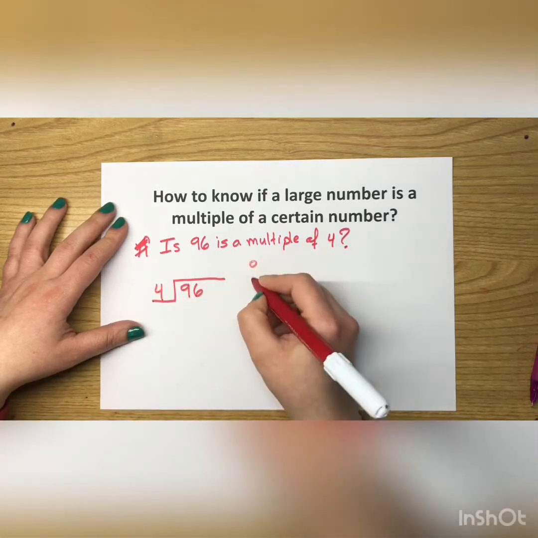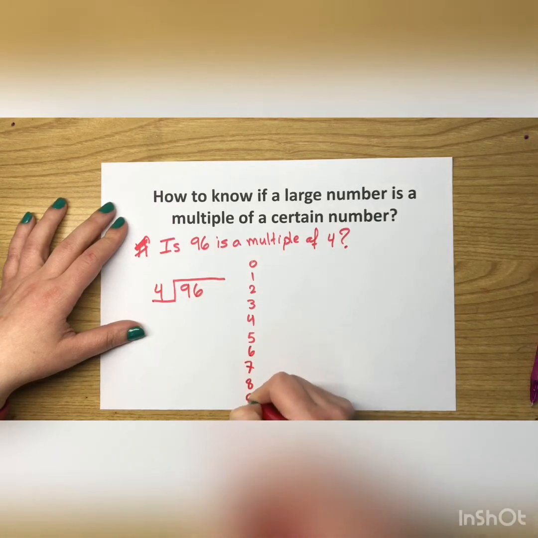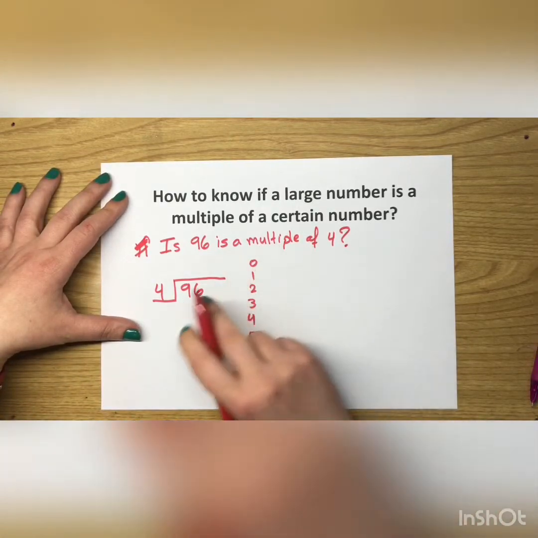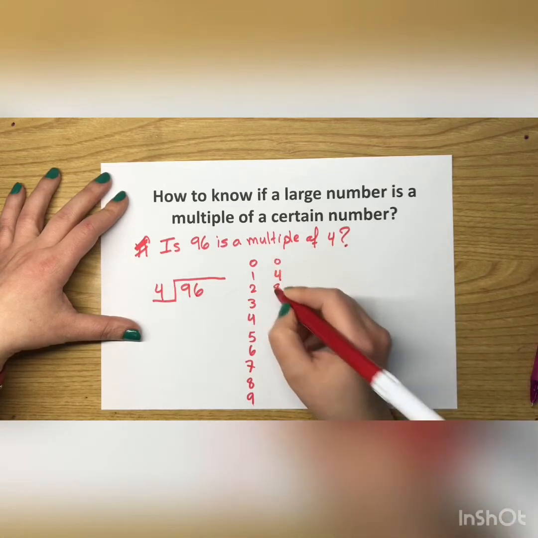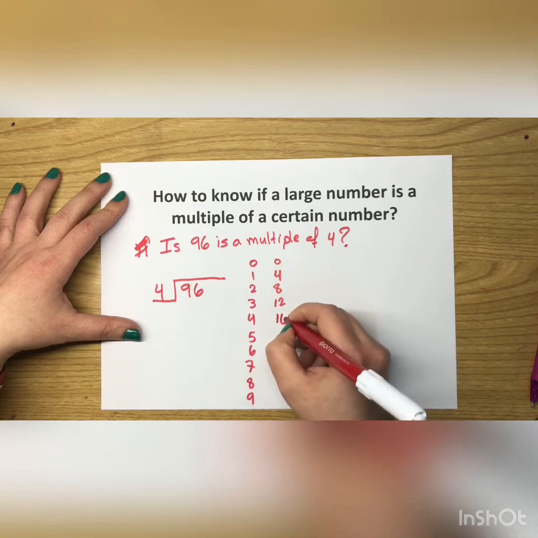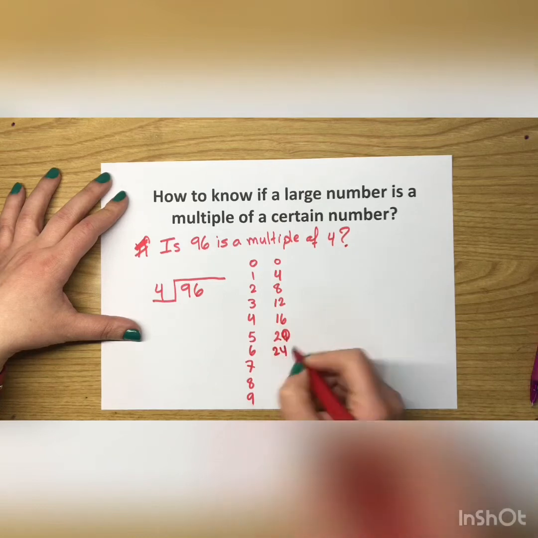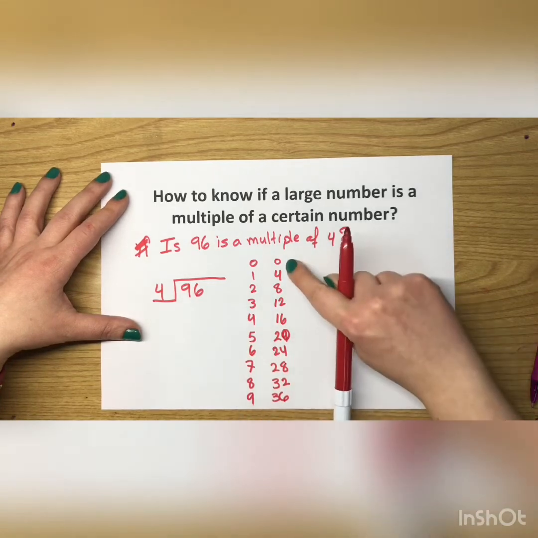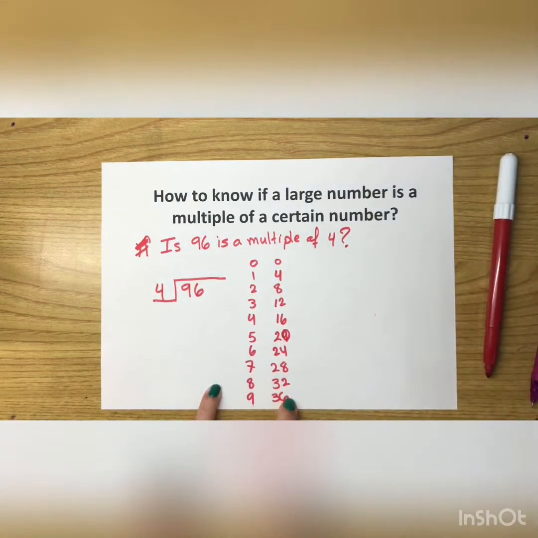Okay, 0, 1, 2, 3, 4, 5, 6, 7, 8, 9. I know some of you kids can do long division without using the times table of 4, or the multiples of 4: 0, 4, 8, 12, 16, 20, 24, 28, 32, and 36. Right, guys? So remember, those are the multiples of what? Multiples of 4.